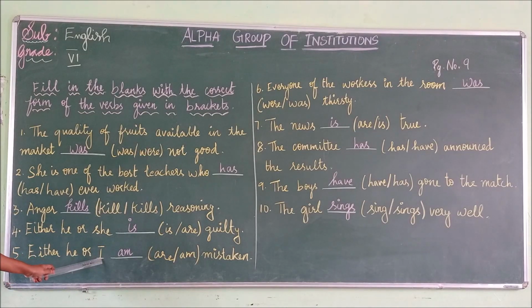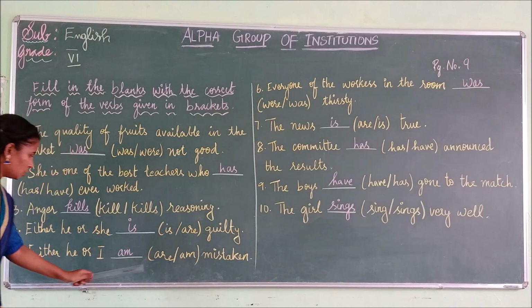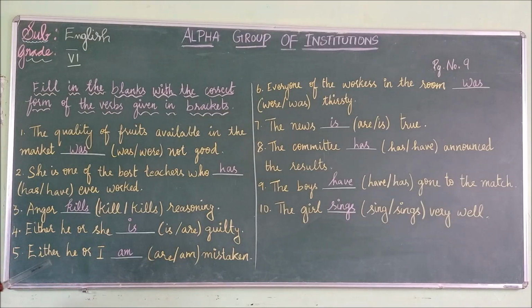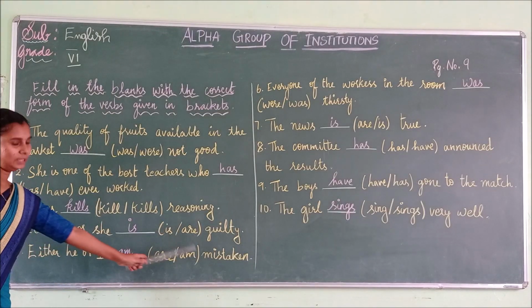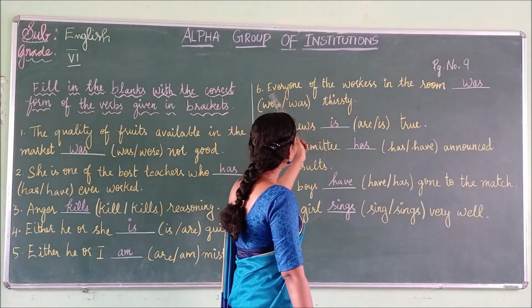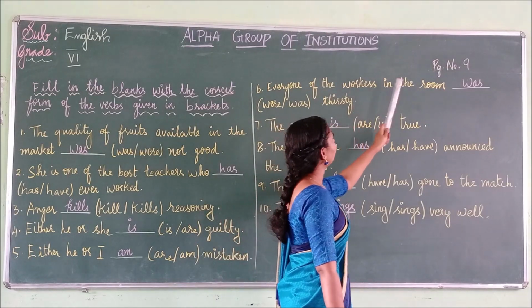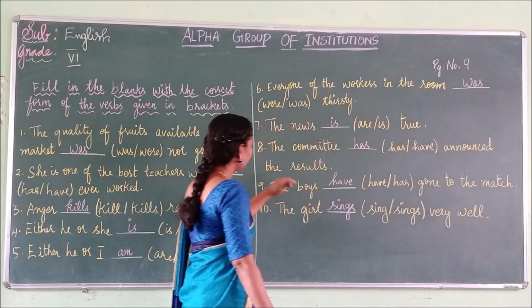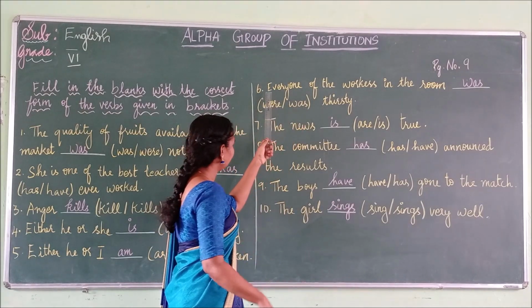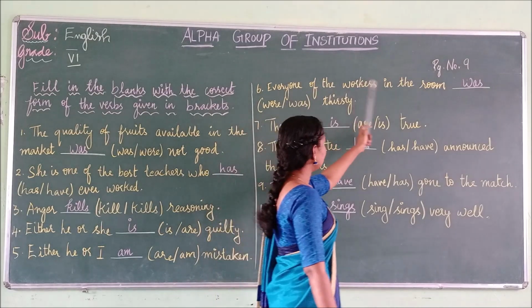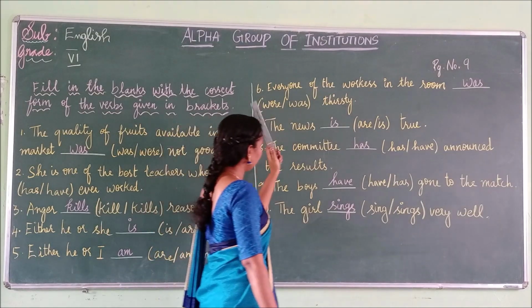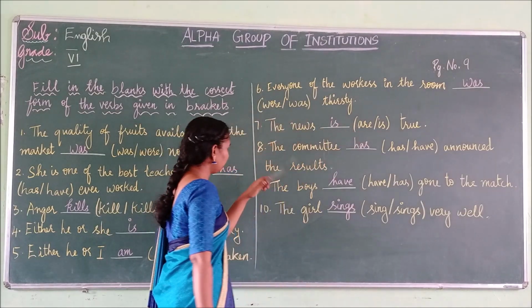Next we'll move to the fifth one. Either he or I dash mistaken. So what is the answer here? Is or am. You get am here. Either he or I am mistaken. Okay. Sixth one. Every one of the workers in the room dash thirsty. So what is the answer here? Here everyone denotes singular. So every one of the workers in the room was thirsty. You should not use were there. You should use was because everyone denotes singular form.